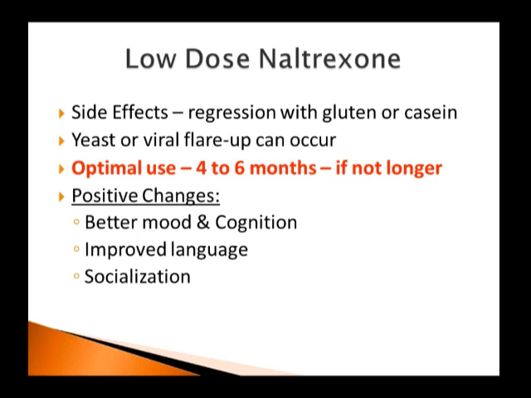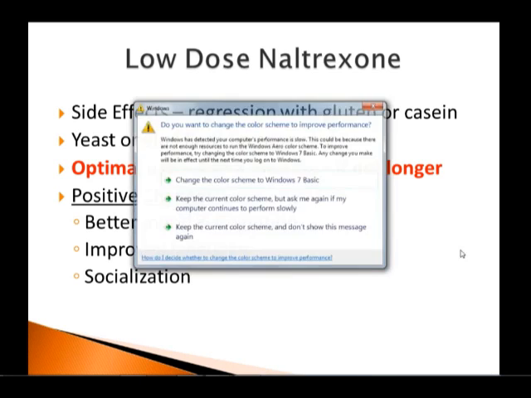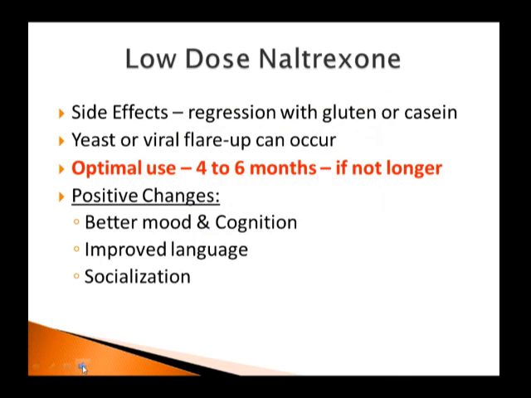Optimal use is anywhere between 4 to 6 months, sometimes longer. Some of the positive changes that we've seen with low-dose naltrexone is better mood, improved language, socialization, and just parents reporting over time that their kids are less susceptible to illness. So if you want to look up low-dose naltrexone, you can just go to lowdosenaltrexone.org.